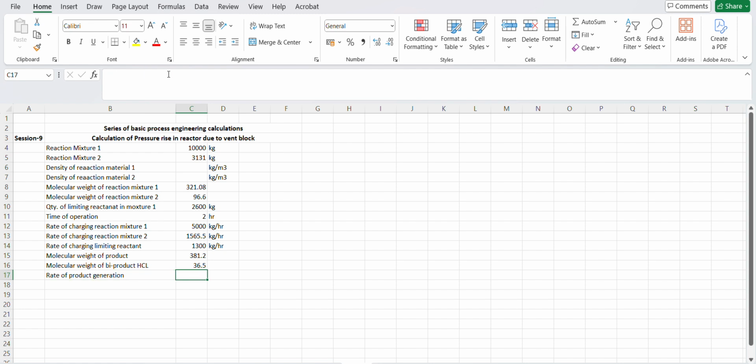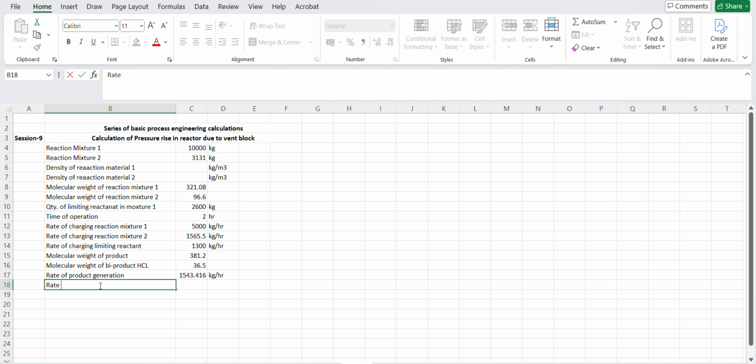To calculate the rate of product generation, we need to divide the molecular weight of product by the molecular weight of reactant 1, multiplied by the rate of charging. The molecular weight of reactant 1, and the rate of charging is the limiting reagent rate of charging. So we will get the rate of product generation.